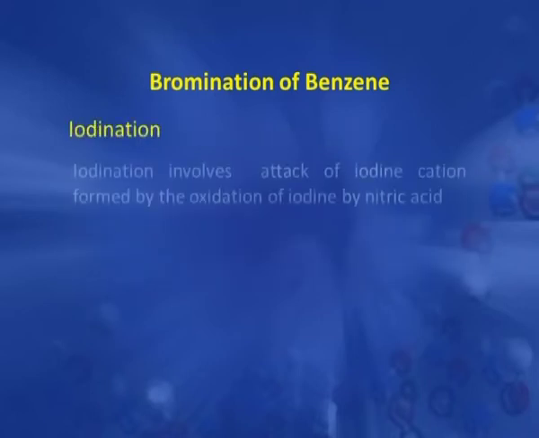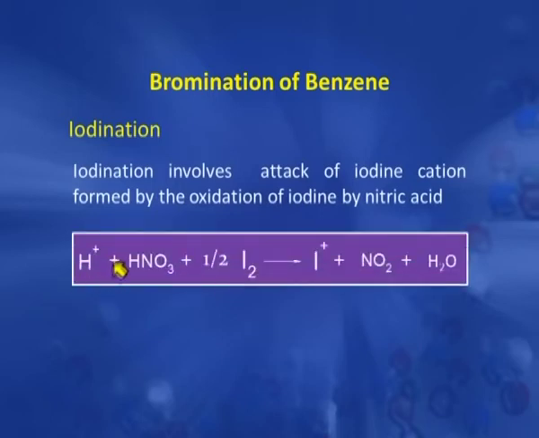For iodination, the nitric acid here helps in generation of an electrophile, I plus, and as I told you before, this reaction is very slow. So, for iodination of benzene, there are many other good methods for a reaction.